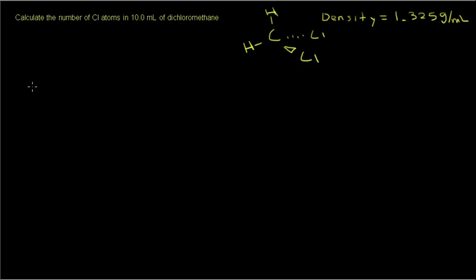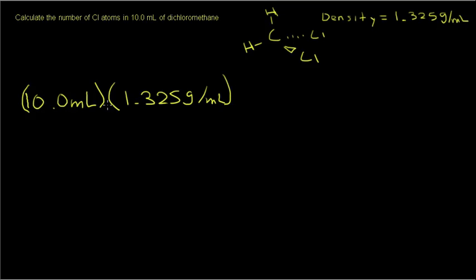Okay, so we're going to calculate the number of chlorine atoms in 10 mL of dichloromethane. The way that we're going to start is we're going to need to figure out how many grams of dichloromethane we have. So we can do that using the density. We can multiply our volume of dichloromethane, in this case 10.0 mL, by the density, 1.325 grams per mL. So this is going to give us our number of grams of dichloromethane.